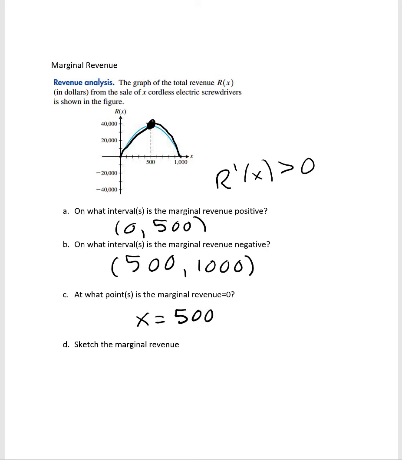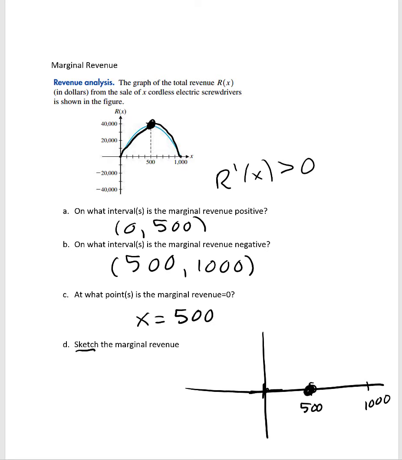Lastly, we're going to sketch the marginal revenue. Now notice the word sketch. That means it's not going to be perfect. It's just going to be kind of an idea of what it looks like. Important things I'm going to do to start is I'm going to put 500 there. Also 1,000, because our domain was 0 to 1,000. And then we said that the marginal revenue was 0 at 500, so 500 will be my critical point.